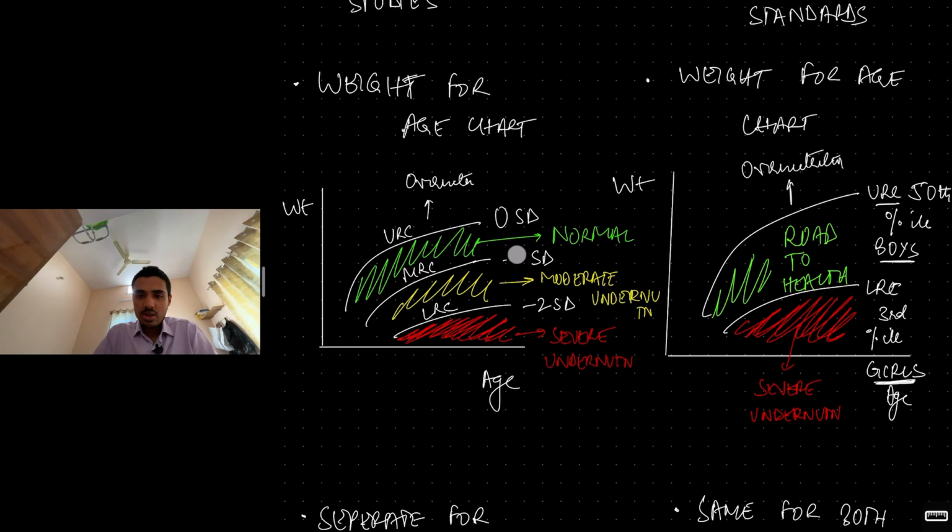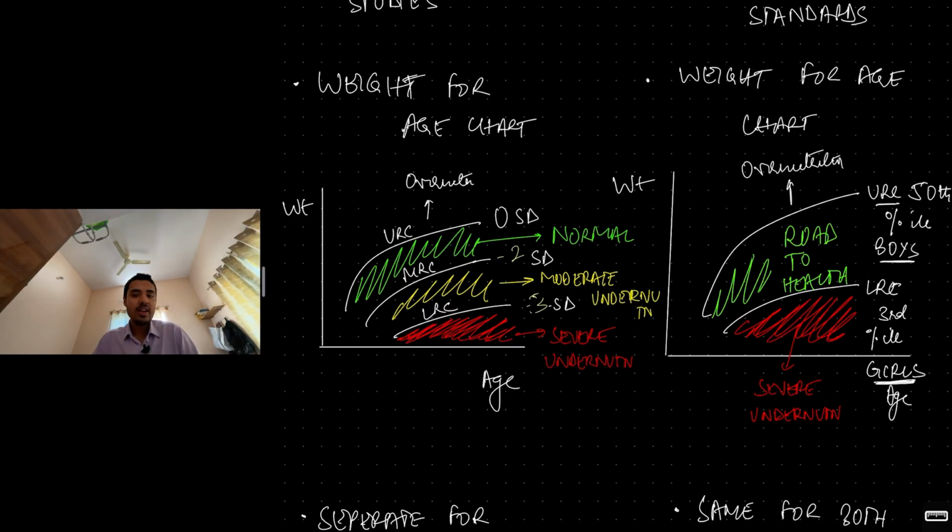So this should be minus 2 standard deviation and minus 3 standard deviation. I apologize for my mistake. So basically, upper reference curve 0 standard deviation, middle reference curve minus 2 standard deviation, and lower reference curve is minus 3 standard deviation. So 0 to minus 2 standard deviation is normal.